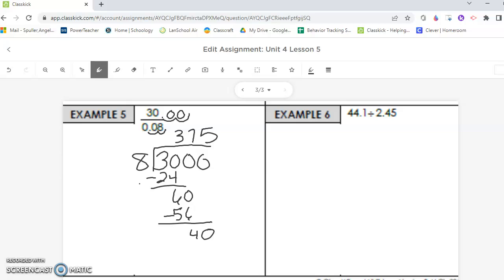All right, pause this video, try 44.1 divided by 2.45 yourself, and then come back and see if you got it correct.